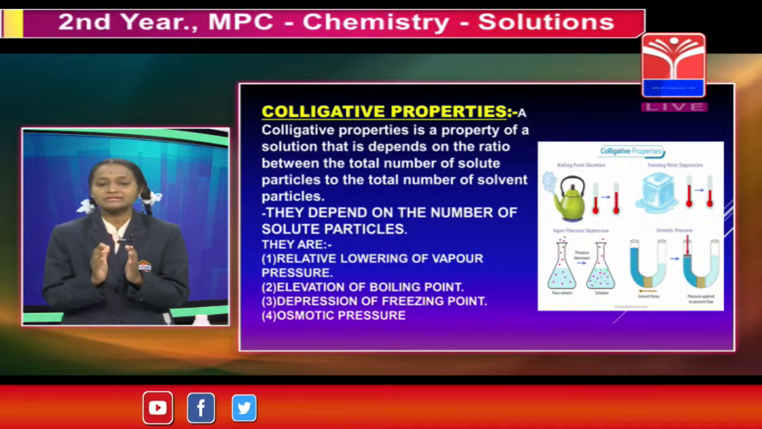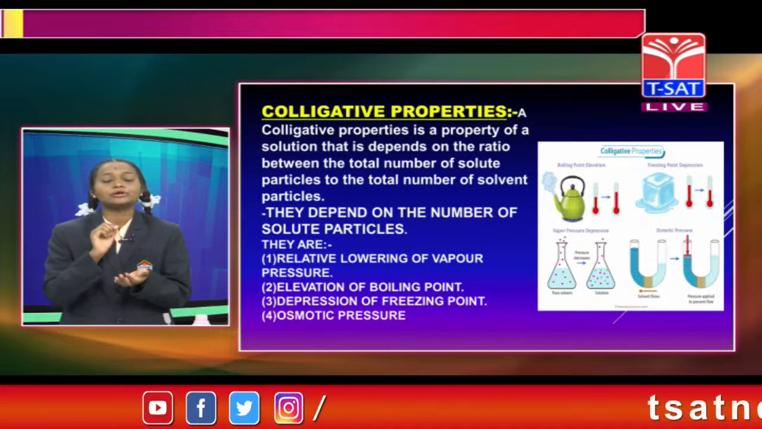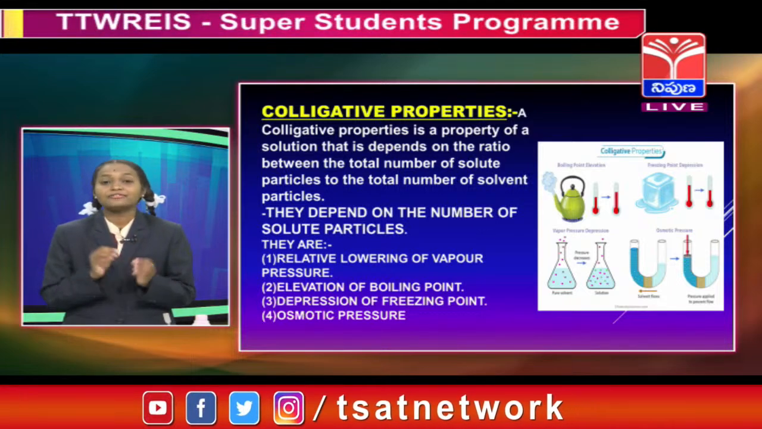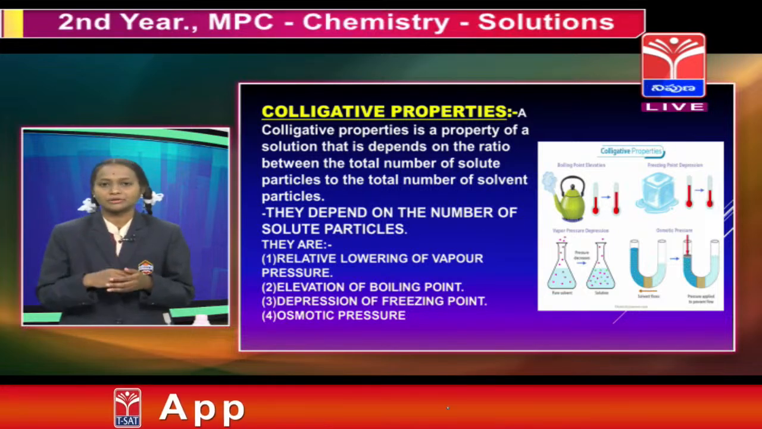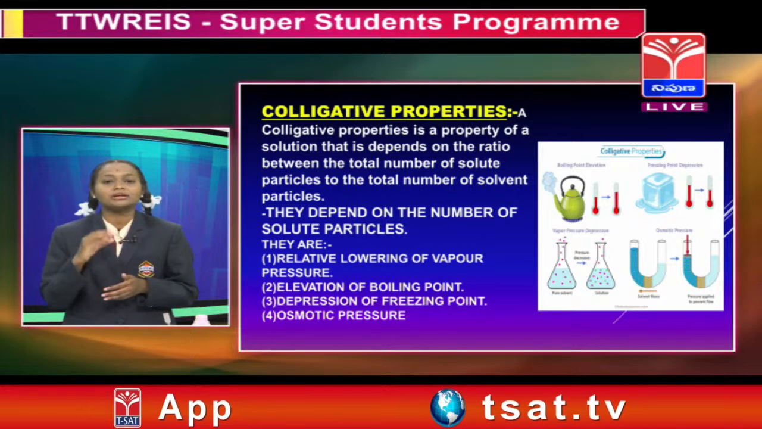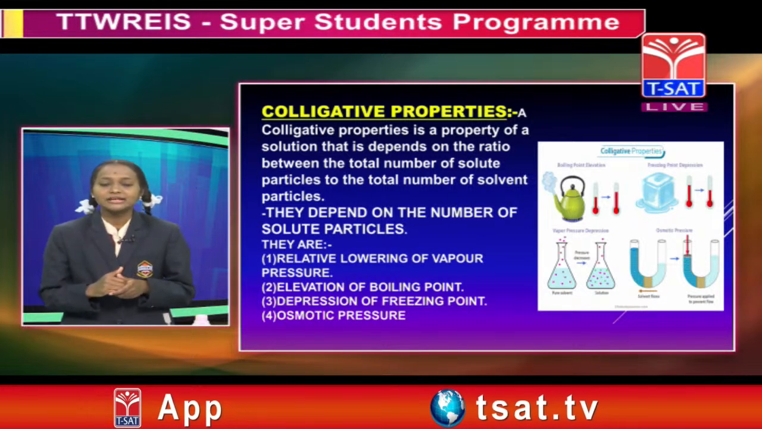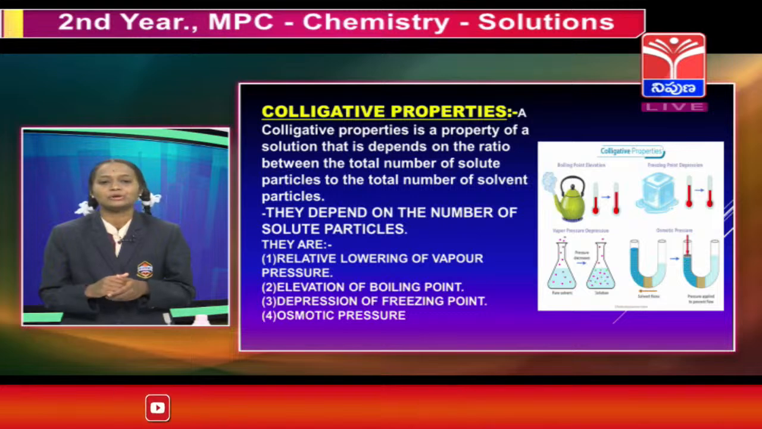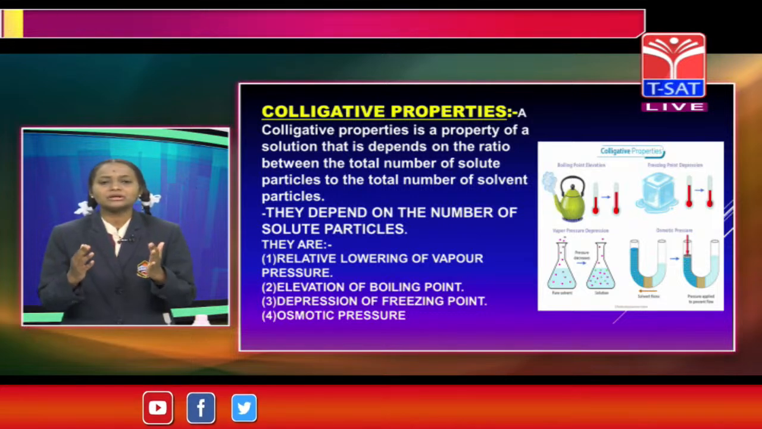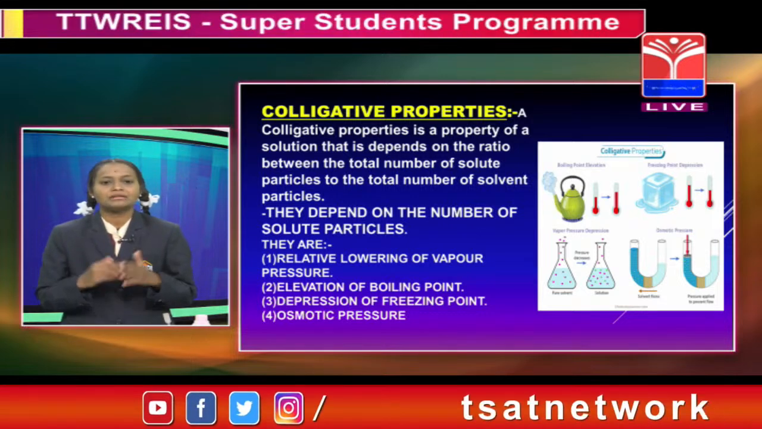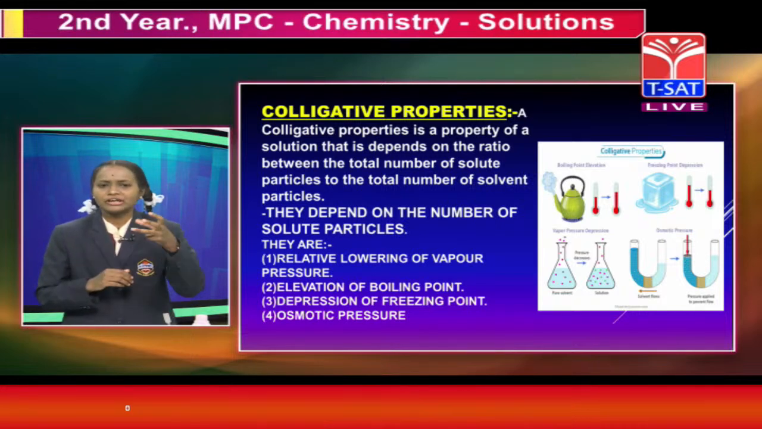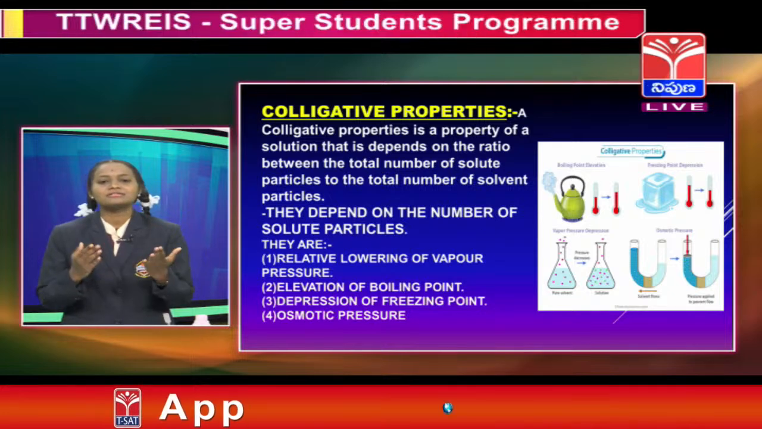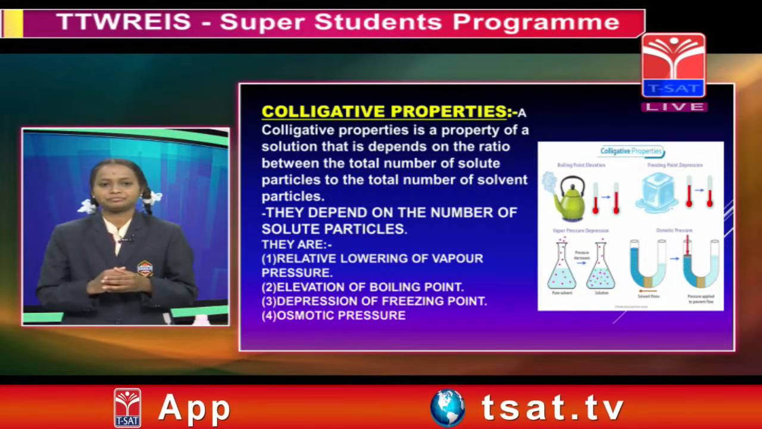So these properties depend on the number of solute particles, and the physical state of the solution is decided by the solvent, because the solvent is always present in larger quantity and it decides the physical state of the solution. Let us see what the colligative properties are. They are relative lowering of vapor pressure. If we decrease the vapor pressure, that is relative lowering of vapor pressure.